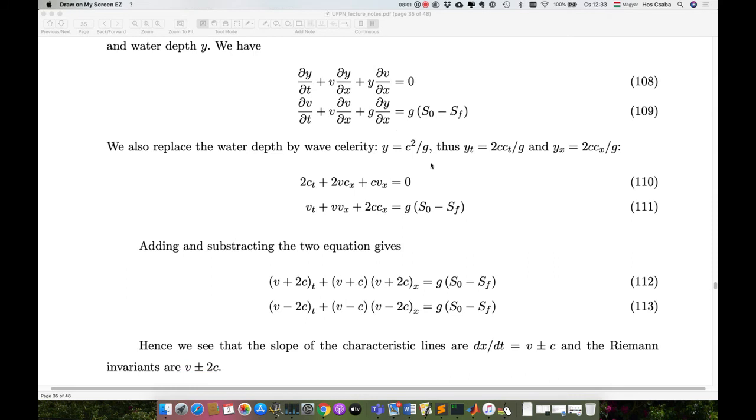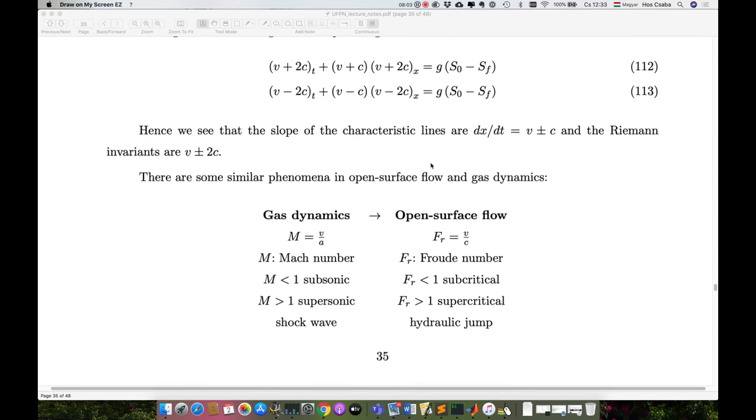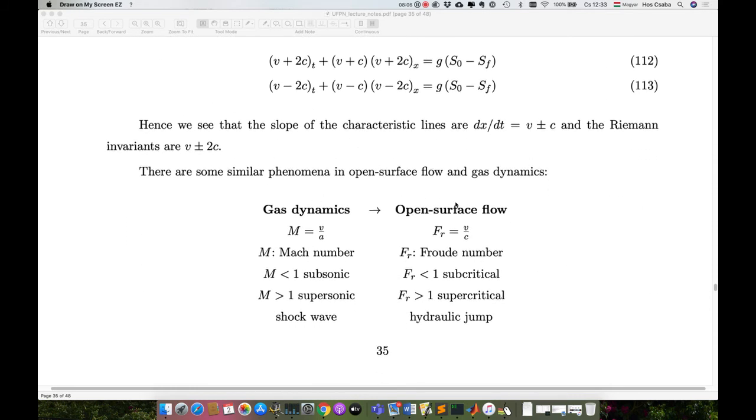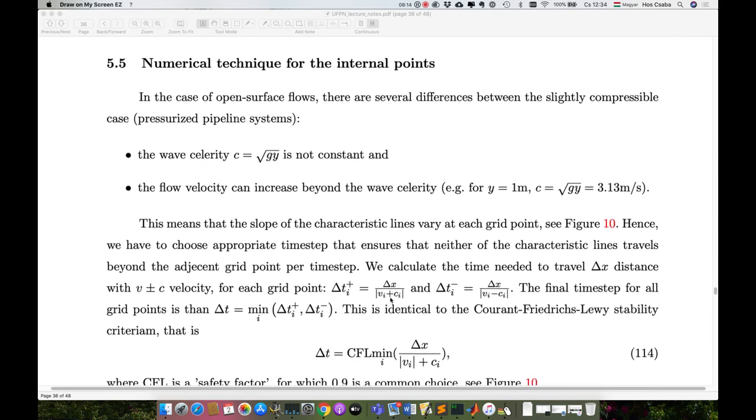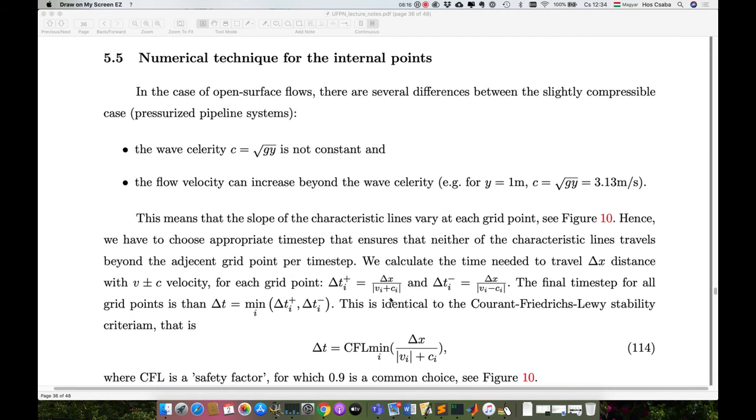So this seems pretty straightforward, and I also listed here a couple of equations between gas dynamics and open surface flow, okay, just for your convenience. And then let's see how we build a numerical technique on this. Now we have to be careful, and there are important differences from the slightly compressible case.